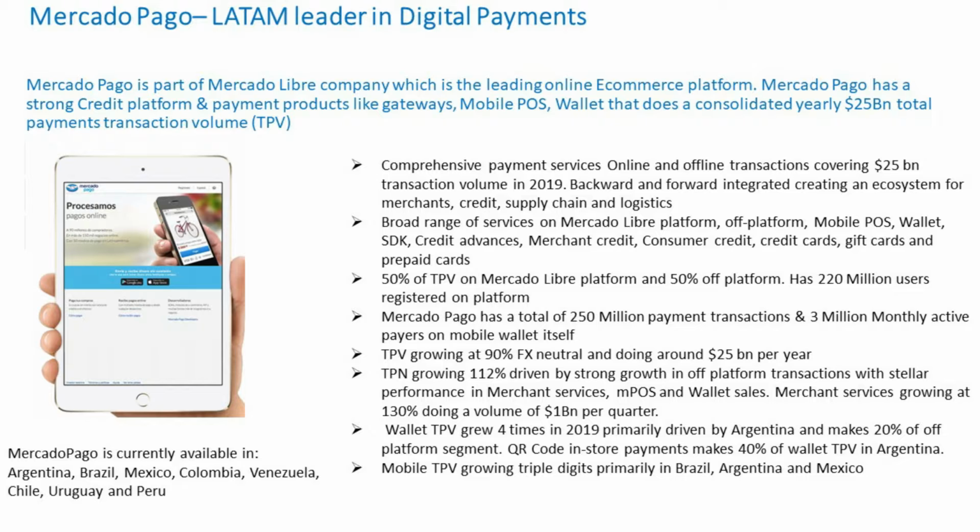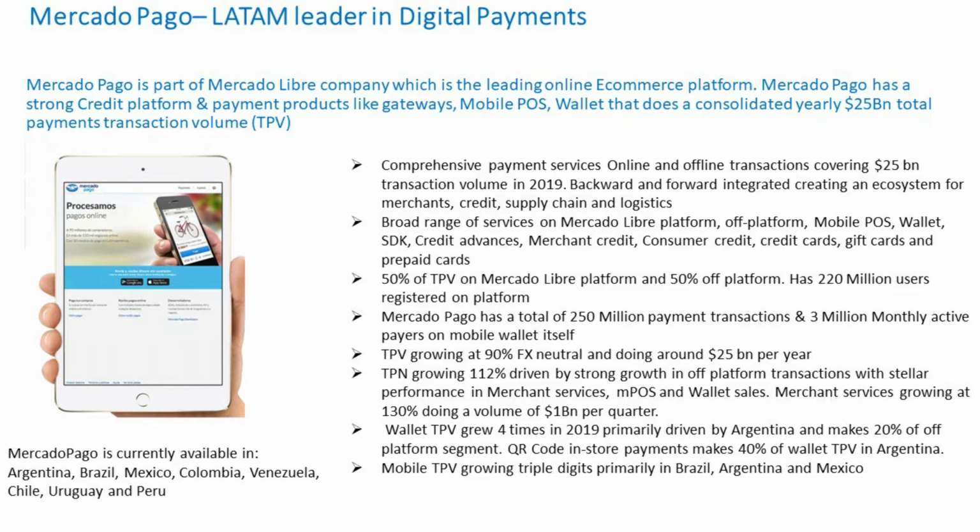Wallet TPV grew 4 times in 2019, primarily driven by Argentina because the unbanked population is very high there, and makes 20% of the off-platform segment. QR code in-store payments make 40% of total wallet TPV in Argentina, which means that QR code is a way of recognizing the consumers to make the payments. It's very prominent. There are merchant QR codes and consumer QR codes driven payments, and that makes 40% of the wallet transactions in Argentina.